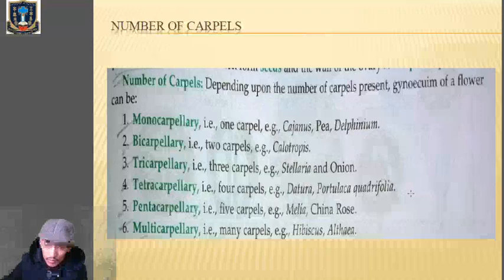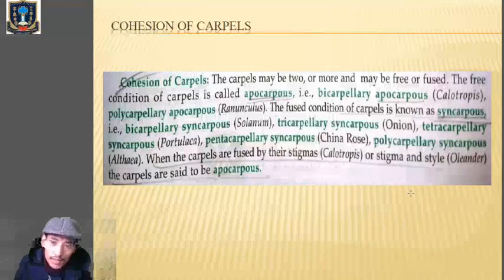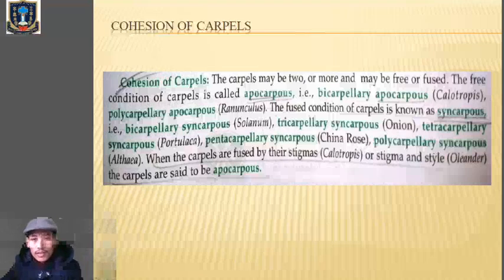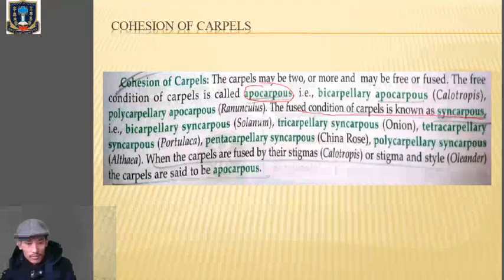Okay, now let's go to the next one, the fusion of carpels. The carpels may be 2 or more, and may be free or fused. When the carpels are free, look over here, the free condition of the carpels is called apocarpous, that is, bicarpellary apocarpous. The fused condition of the carpels is called syncarpous. So when the carpels are fused, they are called syncarpous.